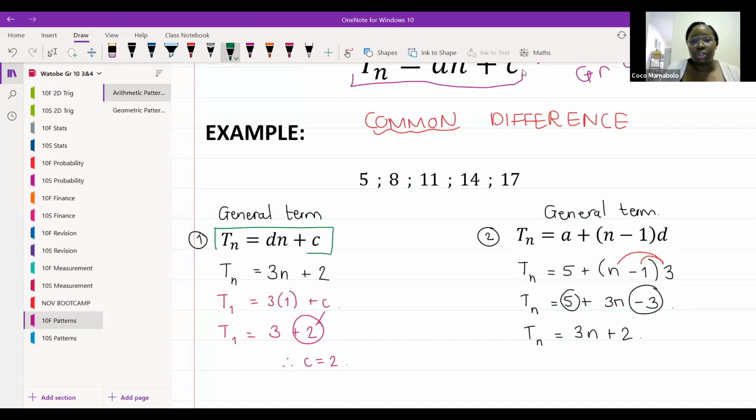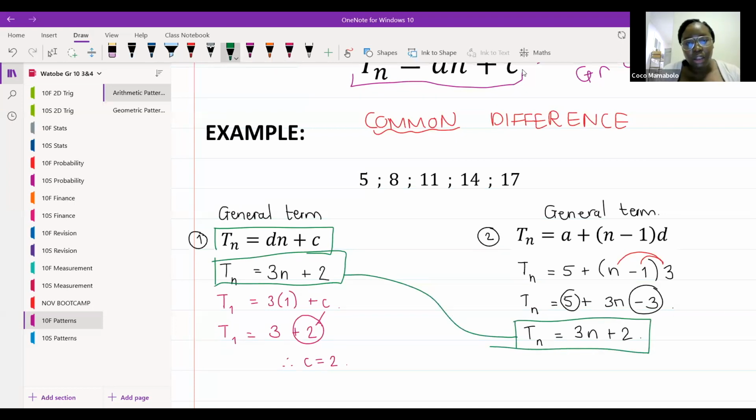Do you see how, guys, we end up with the same formula for both? For that one over there, and for this one. They are both the same thing. We just used 2 different methods. Give me a thumbs up if what has just happened makes sense. If not, we're going to try another example. Okay.